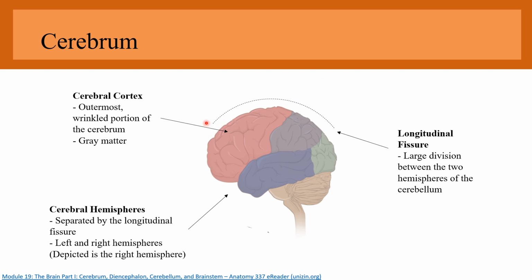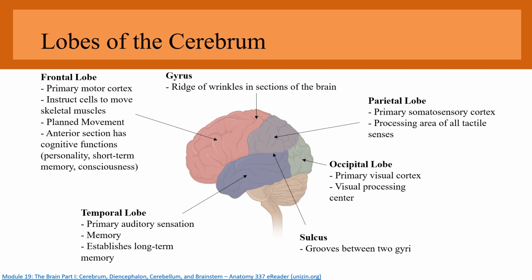This dotted line right here indicates where the longitudinal fissure would be. This is just a large division between the two hemispheres of the cerebrum, so it cuts it down right in the middle. So now we're going to talk about the lobes of the cerebrum.